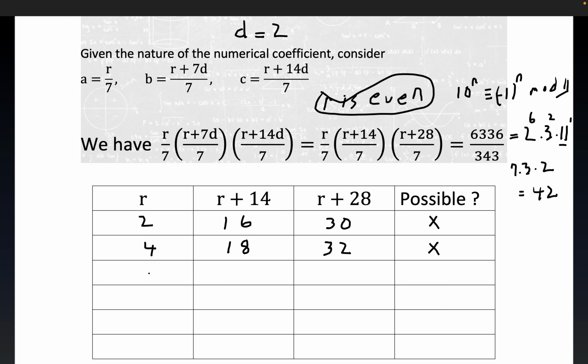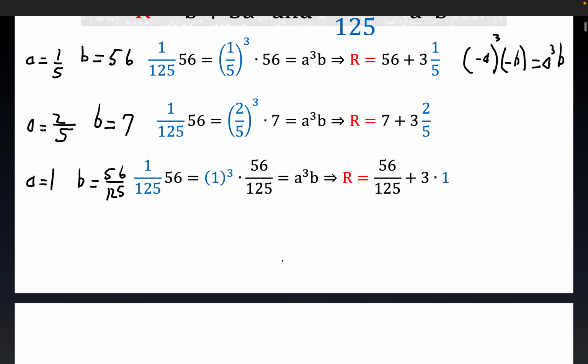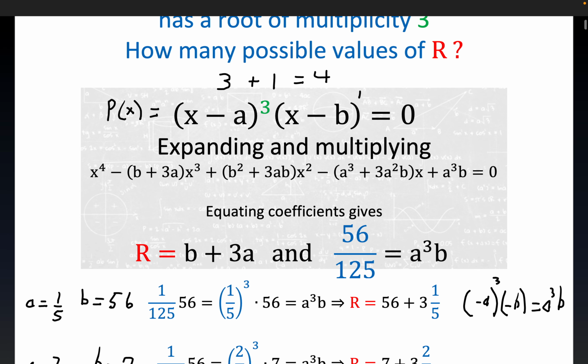Okay, what's our next even divisor? 6, right? Remember, 2 and 3 are in the prime factorization, so 6 would be a divisor. 6 plus 14 is 20. Now notice this has a divisor of 5. Already we could stop because there's a divisor of 5 here. See, we don't even have to do the next one, right?